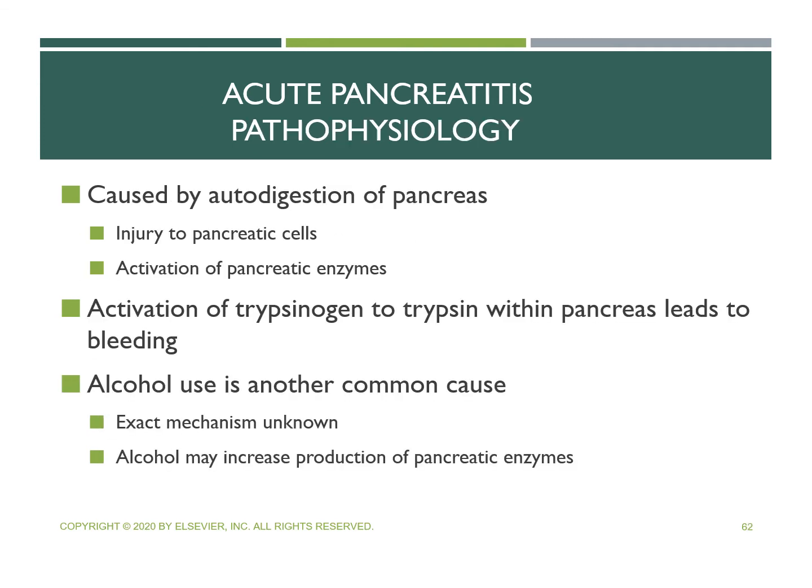There is an injury to the pancreatic cells and activation of pancreatic enzymes, which cause autodigestion of the pancreas. The activation of trypsinogen to trypsin within the pancreas can lead to bleeding. And alcohol is, like we said before, a common cause. However, the exact mechanism is not known. Alcohol may increase the production of pancreatic enzymes.